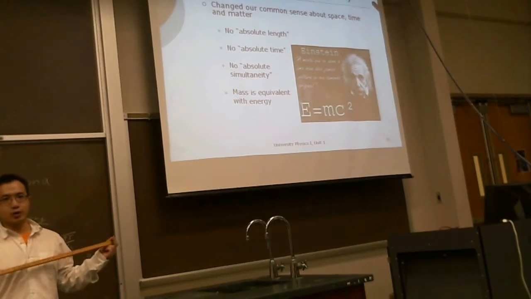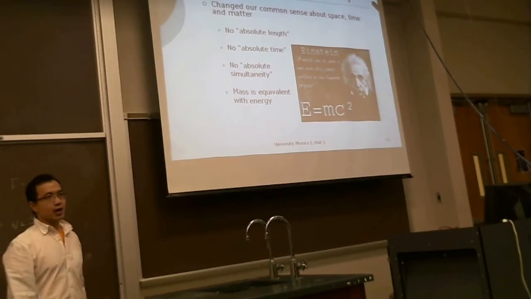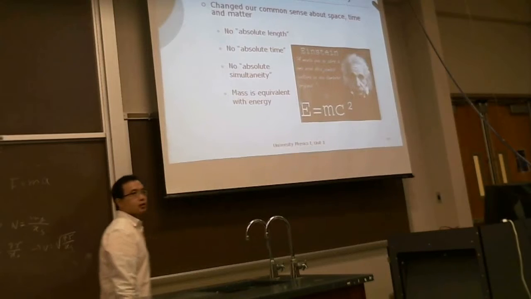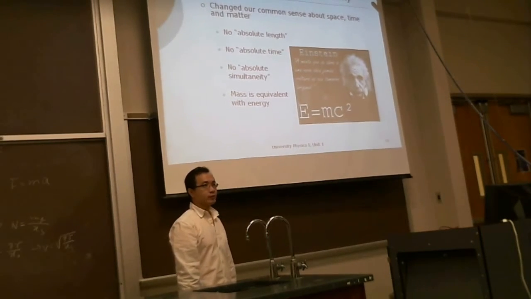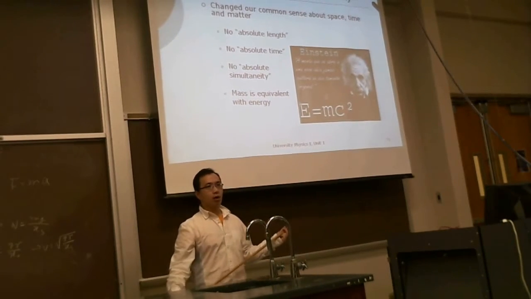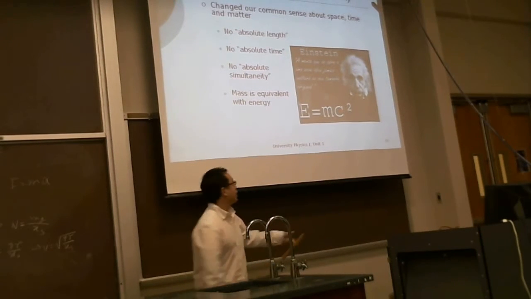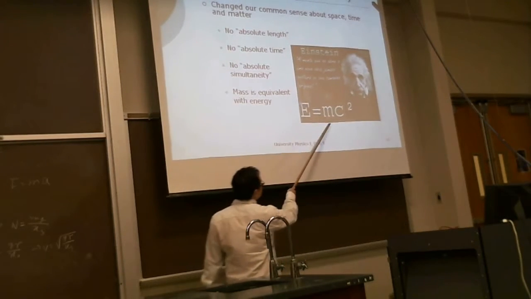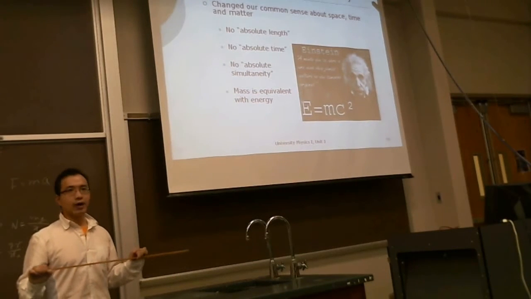Another important result of the special theory of relativity is that mass is equivalent to energy, given by the famous equation E equals mc squared. Any mass can be converted to energy with this equation. Please note that c is a very large constant, the maximum speed of the universe, and c squared is a huge astronomical number. So any mass is related to a huge amount of energy.